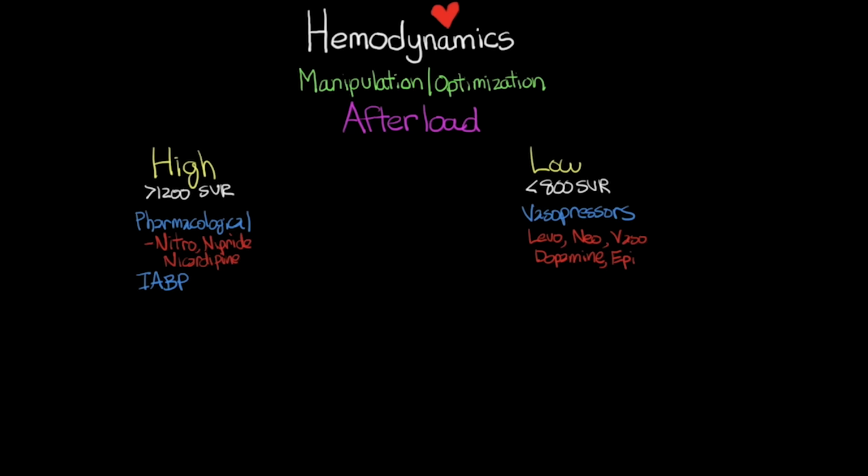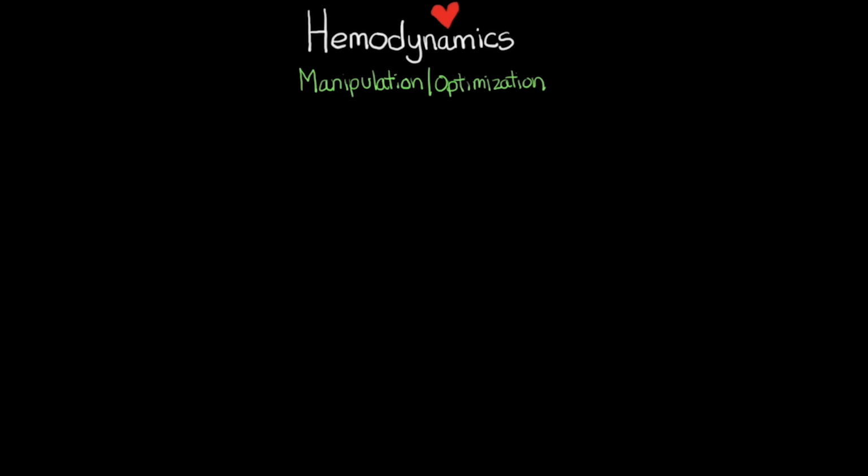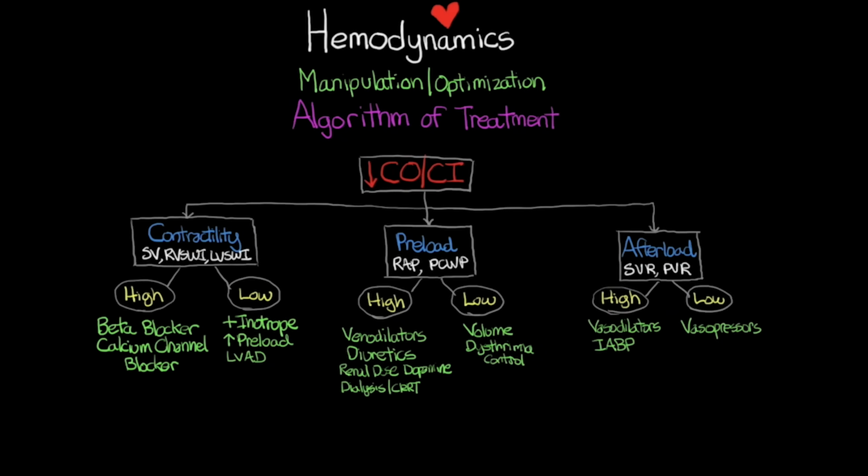All right, so that covers everything on our optimization of afterload. And so the last thing that I want to bring up for you is the algorithm of treatment when it comes to hemodynamics. So you can take a look here. I will leave this up as I conclude this lesson, but this basically just gives you a quick algorithm to look at and try and determine what's the component of your cardiac output that is deficient. And based on if that component is either high or low, what are the treatments for such?